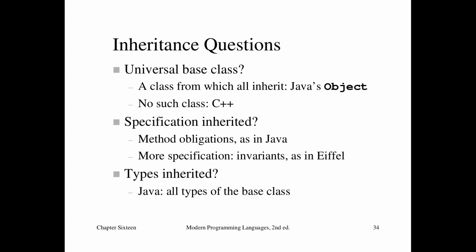Furthermore, sometimes we have to ask ourselves, when we're looking at a language, is there a universal base class? In order for Java to really be consistent, and to allow certain things like automatic string coercion to occur, they said we must have a base class from which everything inherits, which we call Object. In C++, that's not quite the case. Furthermore, is a specification, right?